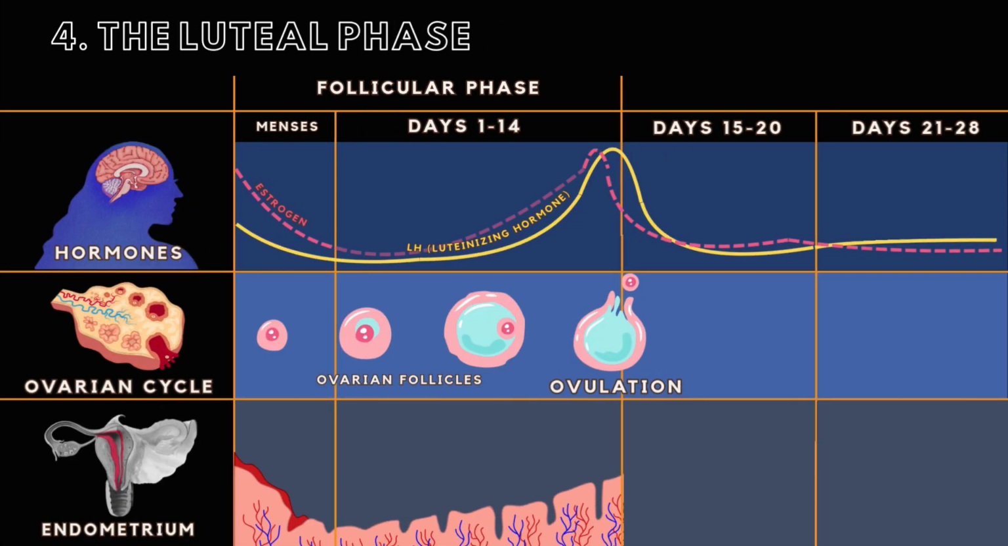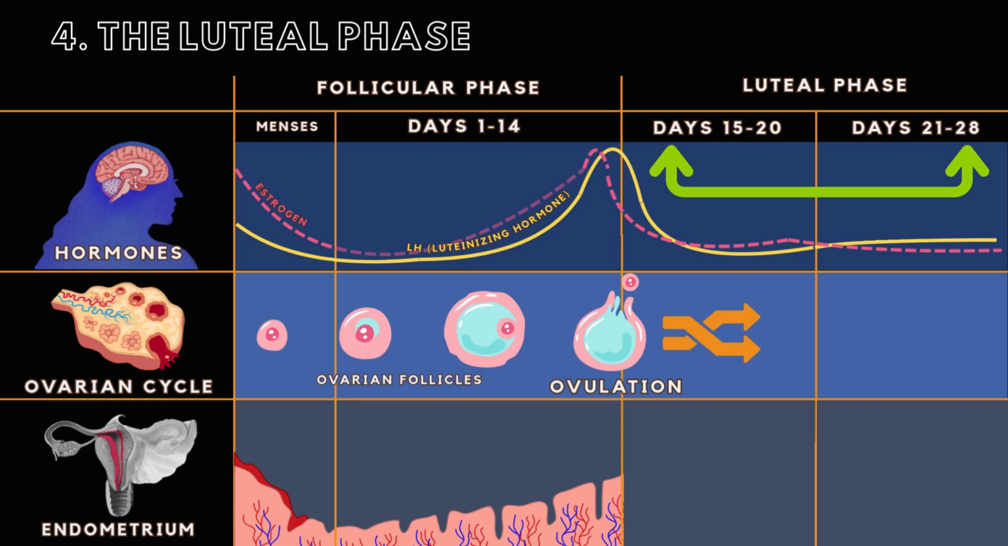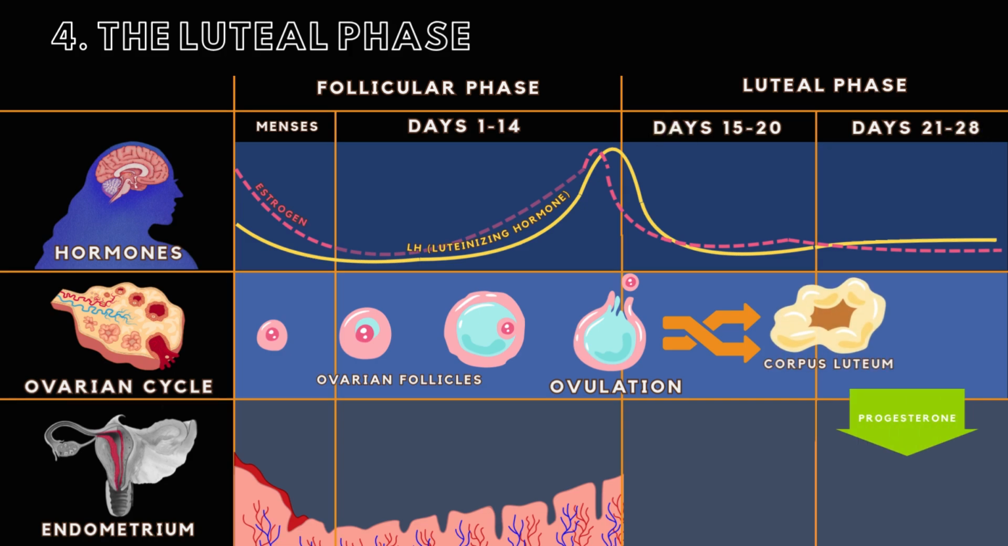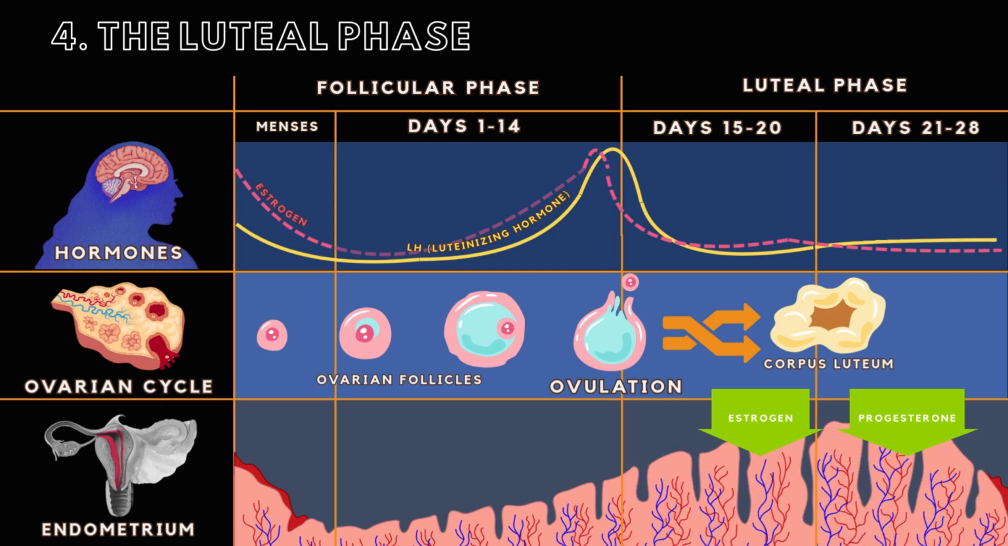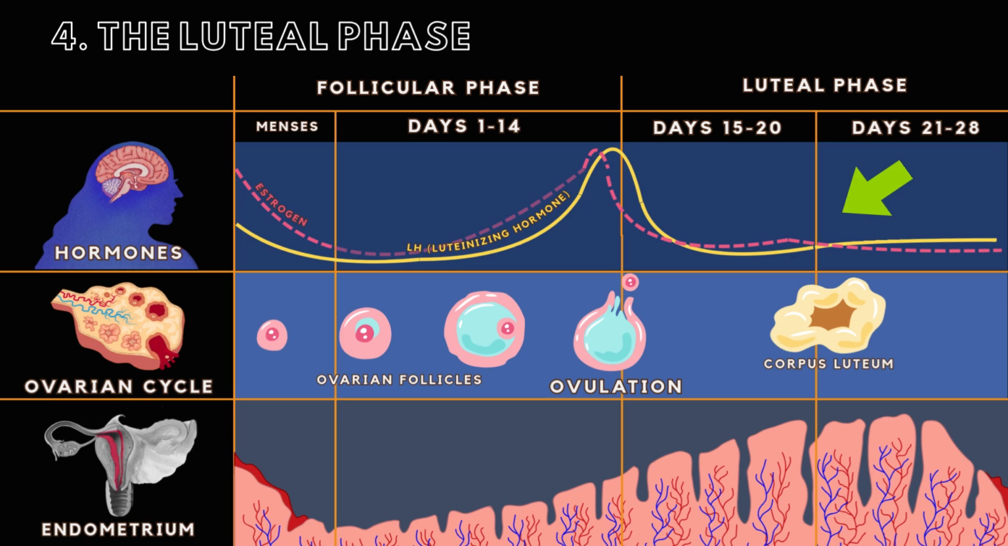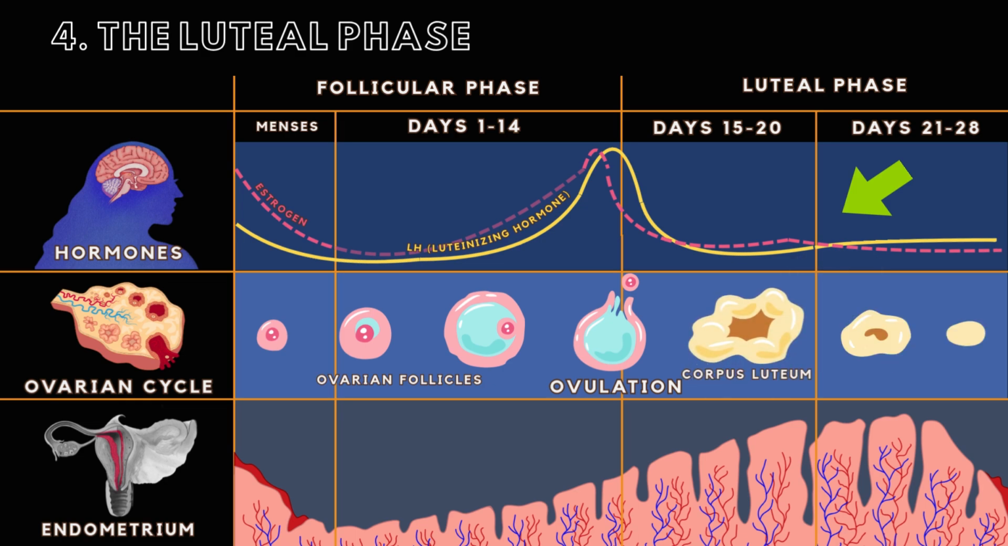In the fourth phase, the luteal phase, which lasts from ovulation to the start of the next cycle, days 15 through 28, the ruptured follicle transforms into the corpus luteum, which secretes progesterone and a bit of estrogen. Together, these hormones maintain the endometrium to prepare for a possible implantation. Implantation refers to the embedding of a fertilized egg into the uterine wall, which marks the beginning of pregnancy. If pregnancy does not occur, hormone levels drop, the corpus luteum degenerates, and the cycle continues with the next menstruation.